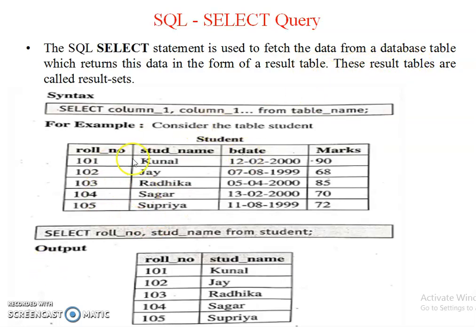Now see in this example the syntax of the select query: SELECT column1, column2 FROM table name. Consider this student table, and for this student table we write the query SELECT roll number, student name FROM student. It means that from this student table we select only roll number and student name. So the output is here: roll number and student name of all the students.